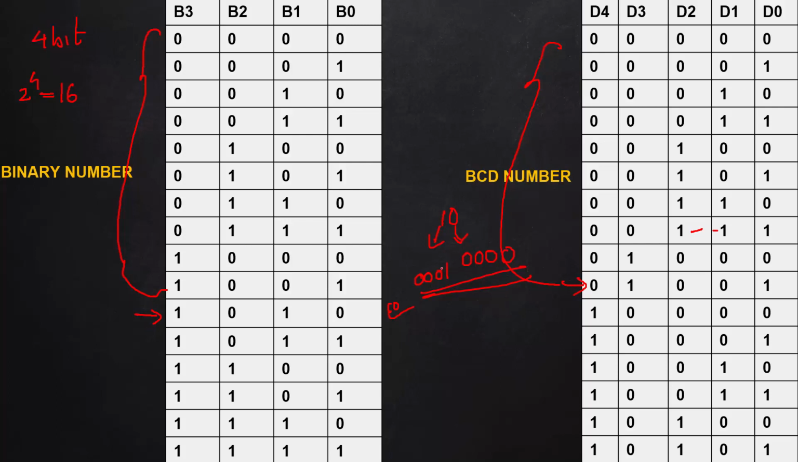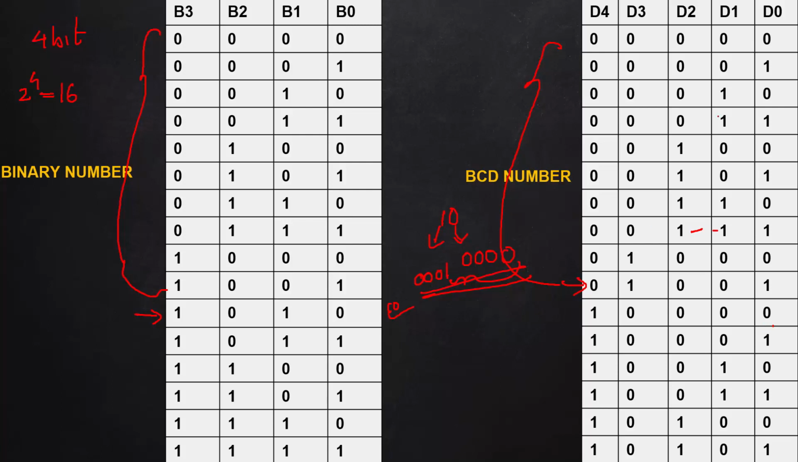So from this BCD pattern of our decimal 10, it is clear that for representing the BCD of decimal 10, we need a minimum of 5 bits. That is why we are considering this 5th label D4 here. The BCD of 10 is actually 1, 0, 0, 0, 0. So for getting the BCD of a binary number which is greater than 9, we need a minimum of 5 bits.